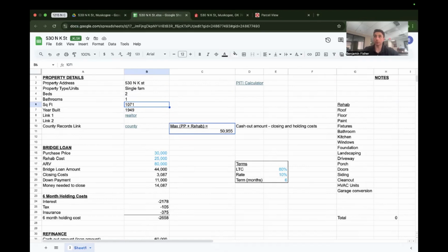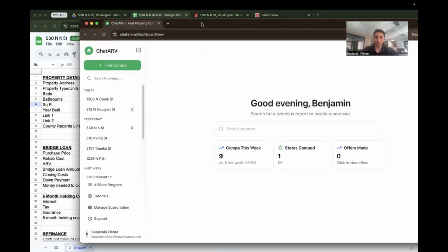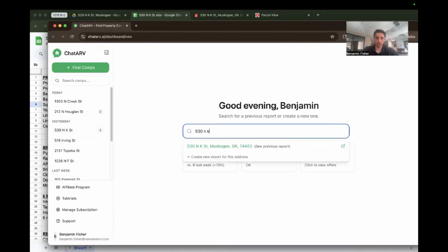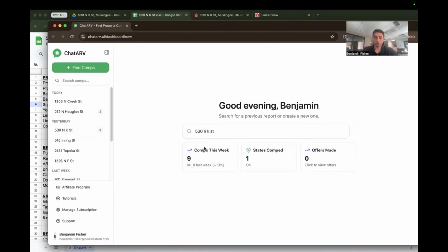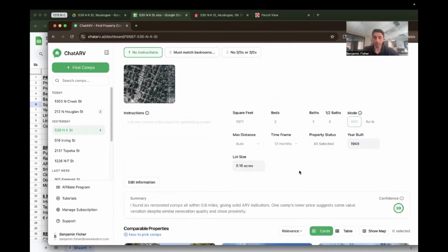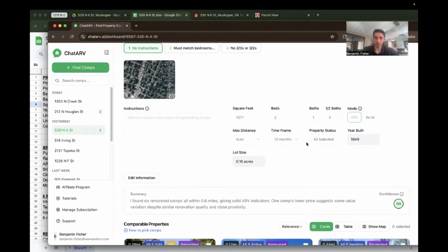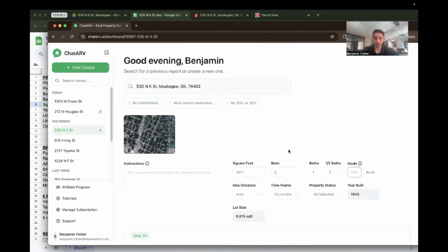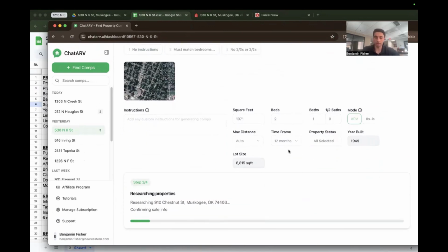I recently got this free trial for this thing called Chat ARV, which is really good. And all you do is type in the property address. This is just doing what you would have to do manually. So usually you'd have to just go on Zillow, Trulia, and just find properties. But this, you just type in all the information and confirm it, and it's going to pretty much analyze properties sold nearby and see if they're good comps, comparable sales to use as your analysis.